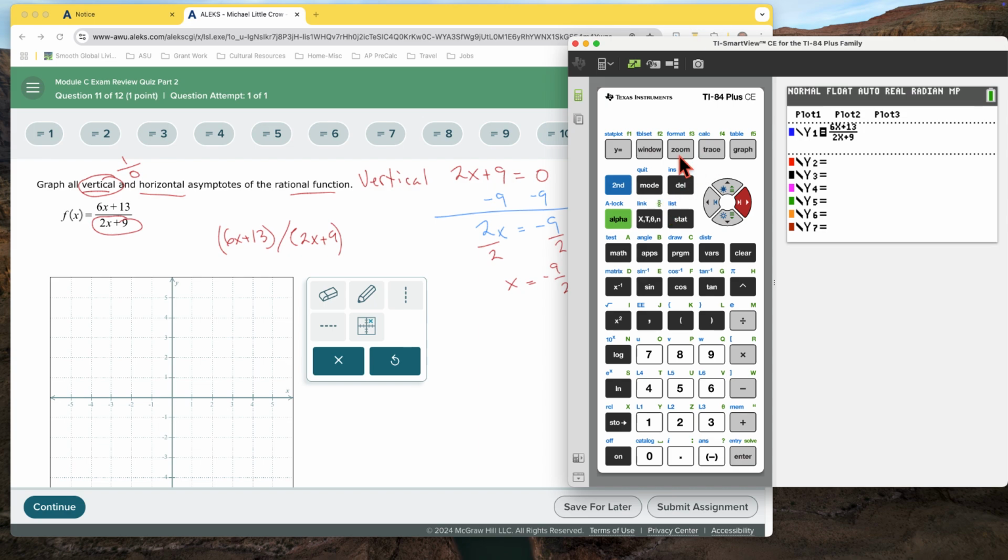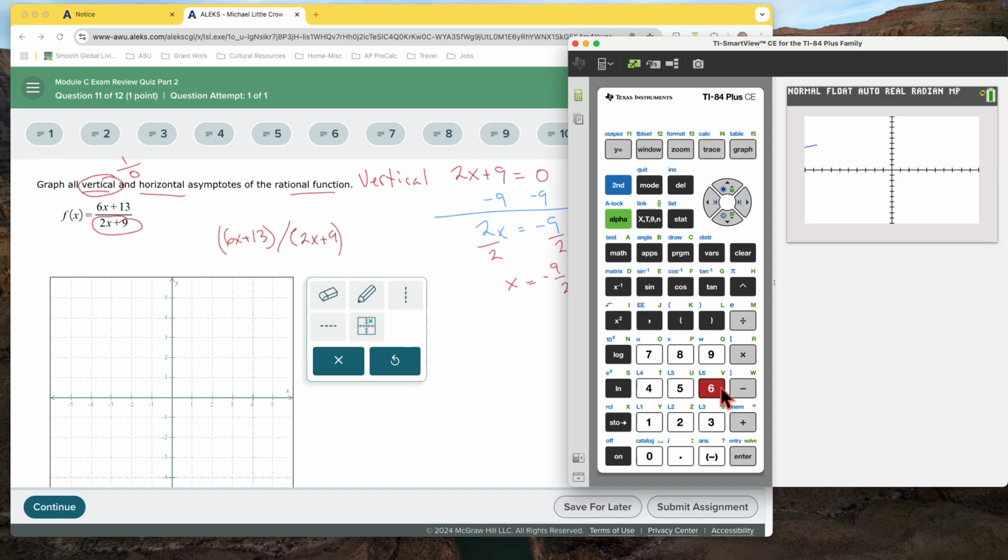So we're going to go to a zoom standard, just as a good place to start. And you can kind of see it. It goes there and there, and somewhere in here is where there's a vertical asymptote, maybe somewhere between negative 4 and negative 5. Negative 9/2 is actually negative 4.5. So that looks like about where it's at.